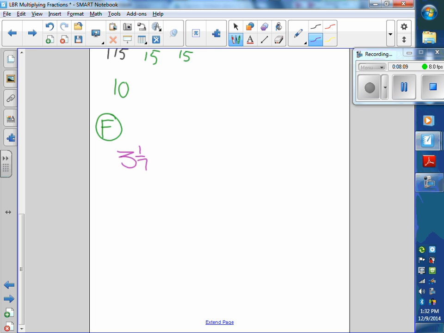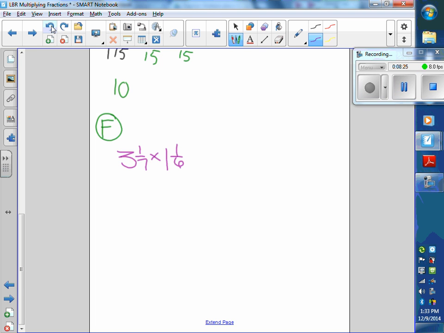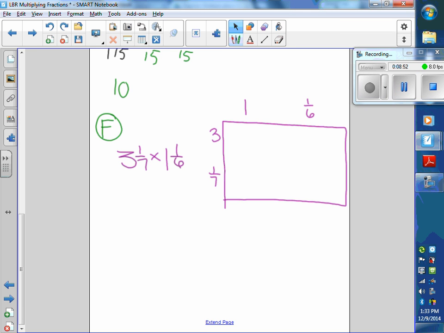3 and a 7th times 1 and a 6th. Okay, so big area model. We have lots of room. Well, actually, let me do that again. So if instead it was like 3 and a 7th times 1, wouldn't you do 1 times 3, and then 1 times 1/7, which is 1/7? Yes. So when it's not so complicated, you don't need to do all that work, right?